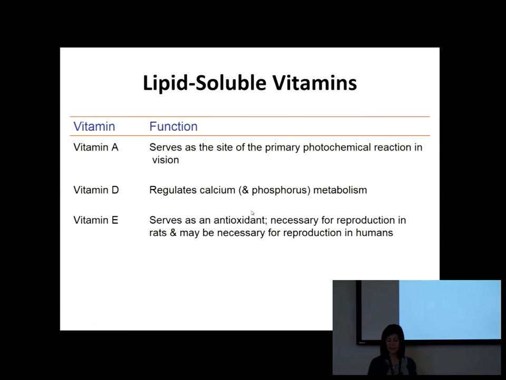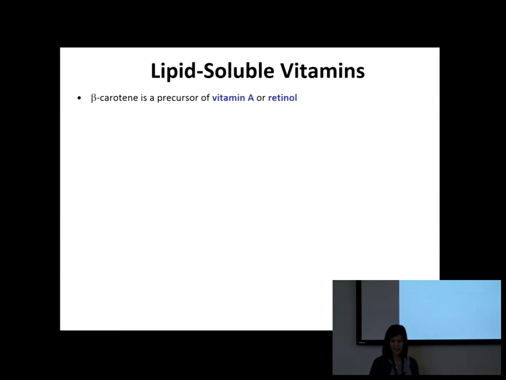Vitamin E is an antioxidant. We're going to talk about vitamin E later on, next chapter, and it is super cool. Vitamin K is blood clotting. So let's talk about each of these. Vitamin A, beta carotene, we can call it retinol. It's lipid soluble. What color is vitamin A?